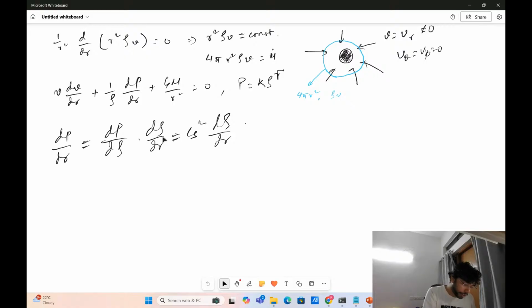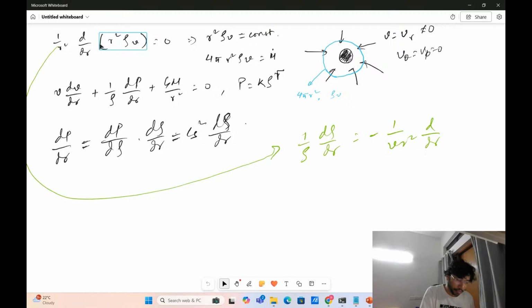And why do we express this dp/dr in terms of d rho/dr? Because we can use the continuity equation to get an expression for d rho/dr. So if we use this equation, it will reduce down to, if you just do chain rule, 1 by rho d rho/dr equals minus 1 by vr square d/dr of vr square. So this is just chain rule.